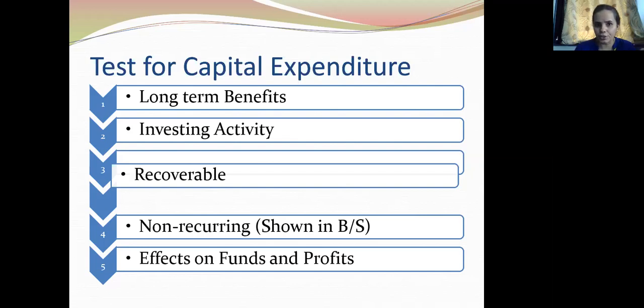Student, please now pay attention. Most important, non-recurring in nature. It means once the company does this expense, its benefit is for a longer period. The company doesn't have to do it again and again. That's why these types of expenses we show in the balance sheet. And the last test is that it has a dual effect. It affects the funds, initially the funds will reduce, and it also affects the profit. Initially maybe profit will be lower, but in future when with the same asset we do very high business activities, the profit will increase. So these are the tests for capital expenditure.